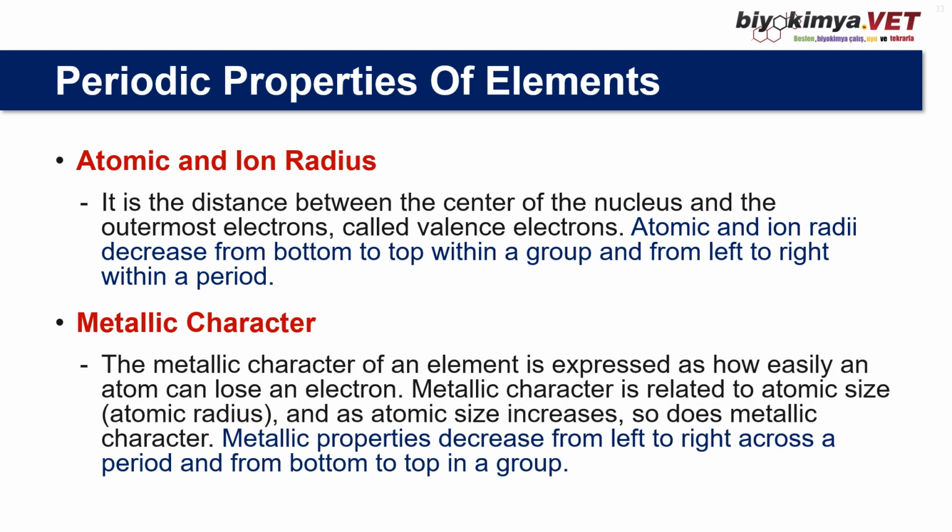Metallic character. The metallic character of an element is expressed as how easily an atom can lose an electron. And metallic character is related to atomic size, and as atomic size increases, so does metallic character. And metallic properties decrease from left to right across a period and from bottom to top in a group. So atomic and ion radius and metallic character follow the same periodic trend.